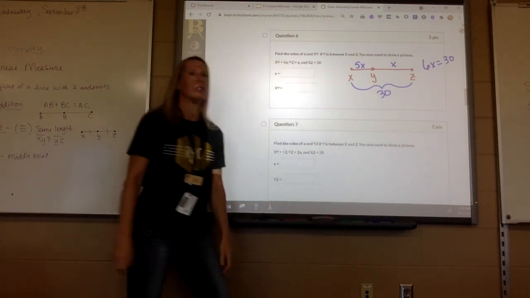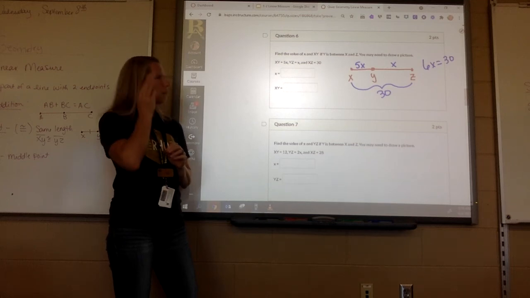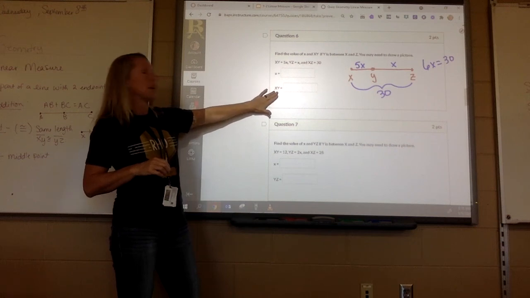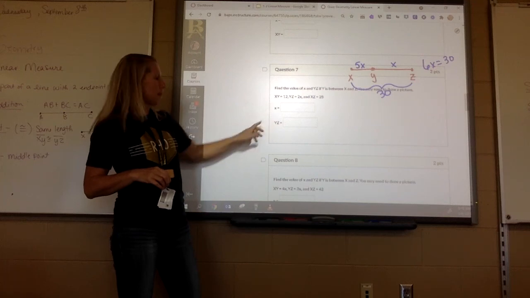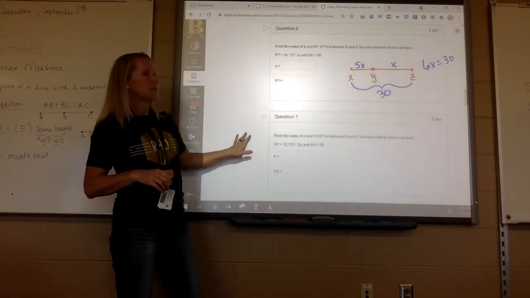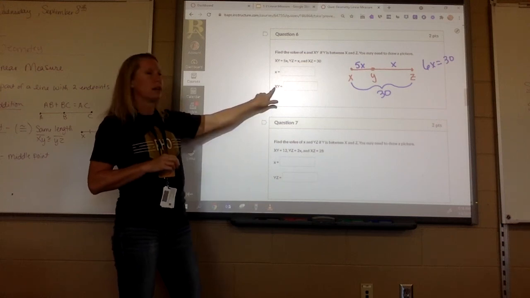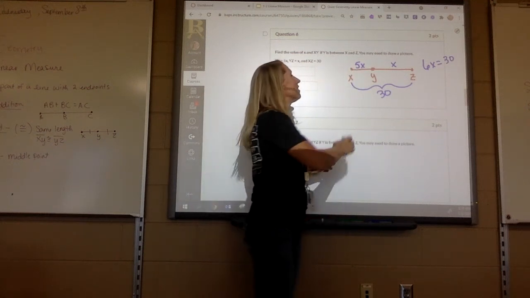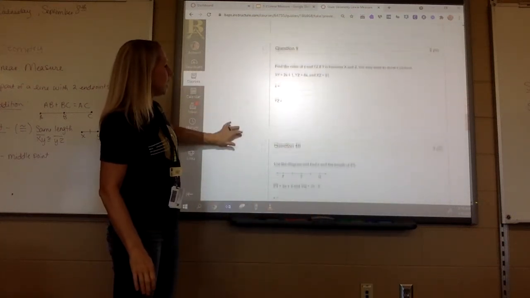All right, so you have to do the same thing for 7, 8, and 9. You have to solve for x and plug it in to find XY on that one. Now on number 7, you'll plug it in to find YZ. What did you get for x? 5. And then you have to plug it in to find XY, so what's 5 times 5? 25. Yes. Okay, so do 7, 8, and 9 just like that.